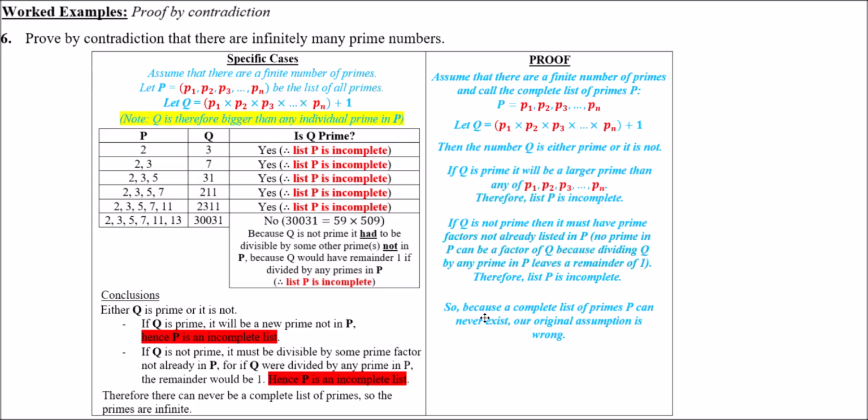So, this is saying because a complete list of primes P can never exist, our original assumption is wrong. Our original assumption was that the primes were finite, therefore the conclusion is that there are an infinite number of primes.